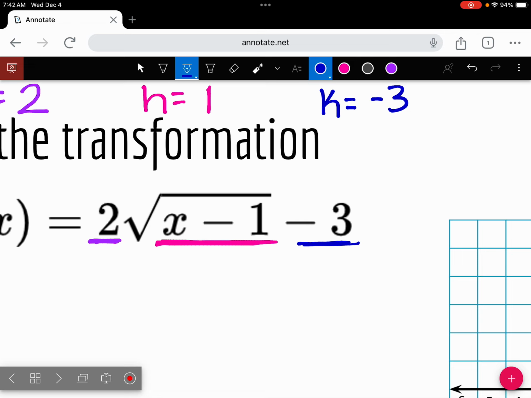So what do we expect to happen? How should this move? Our H tells us it's going to go which way? H of 1. Which way will this move? Right 1. How about K? Down 3. A of 2 means? It's not the vertex. It's a stretch. It's bigger than 1, so it's going to be a big stretch. It's going to stretch it up taller. Part of that was just I wanted to have a big stretch.